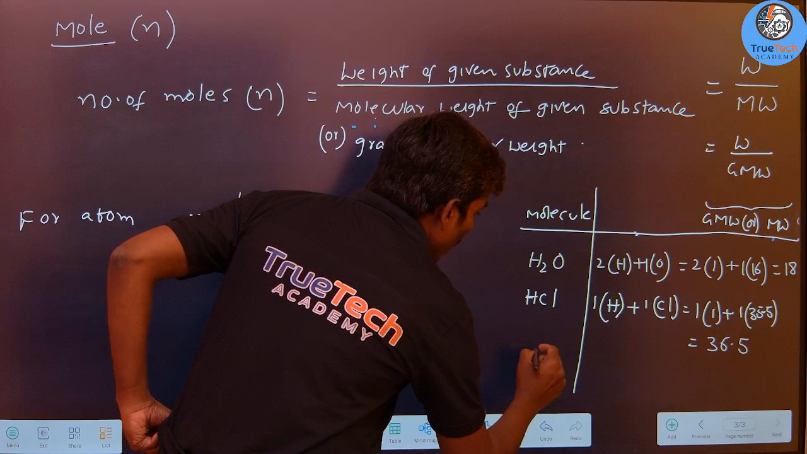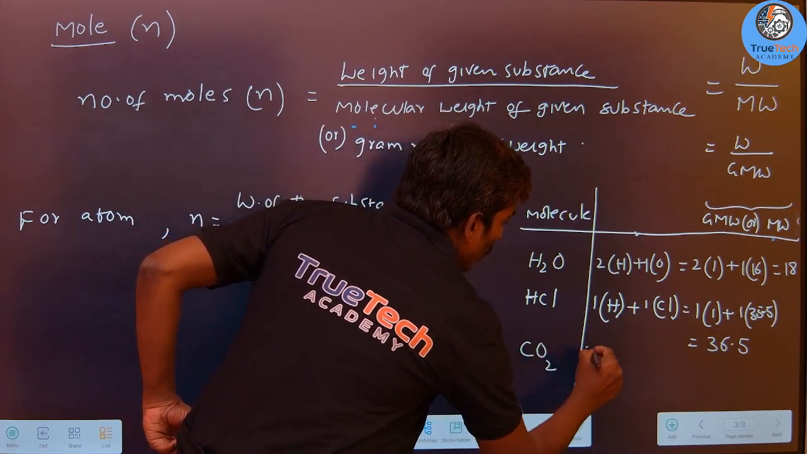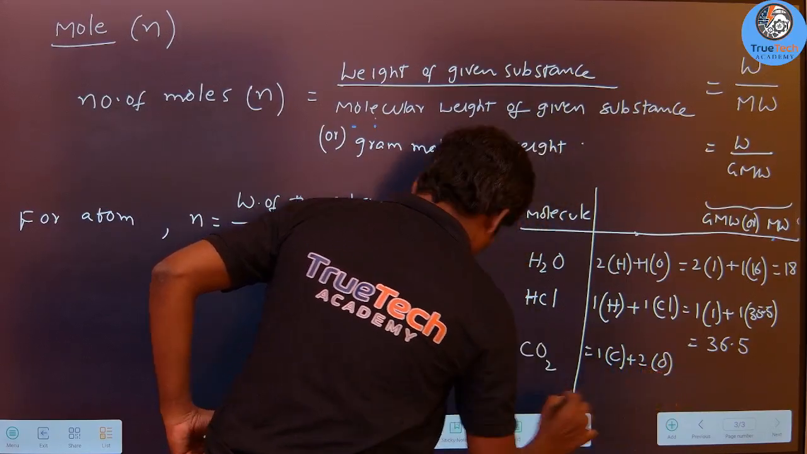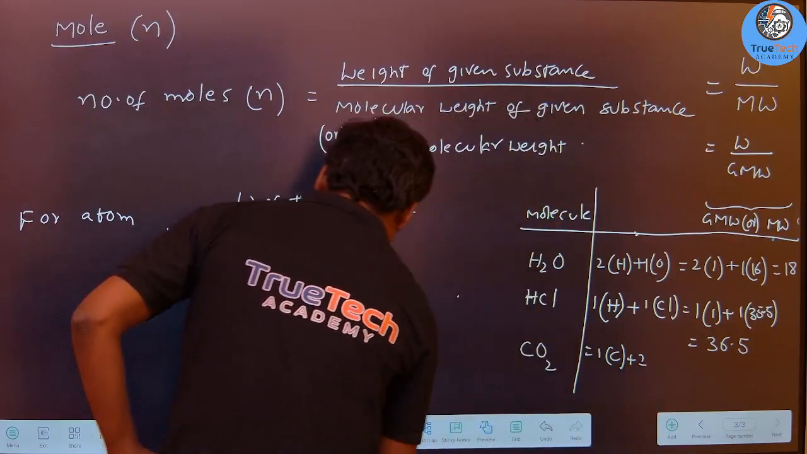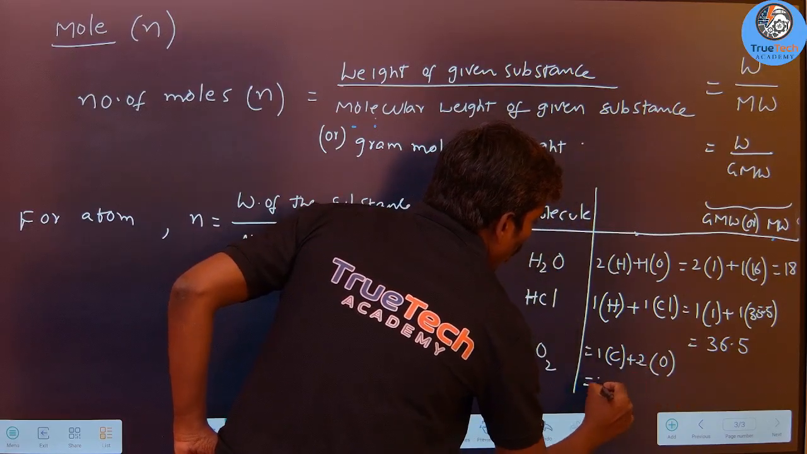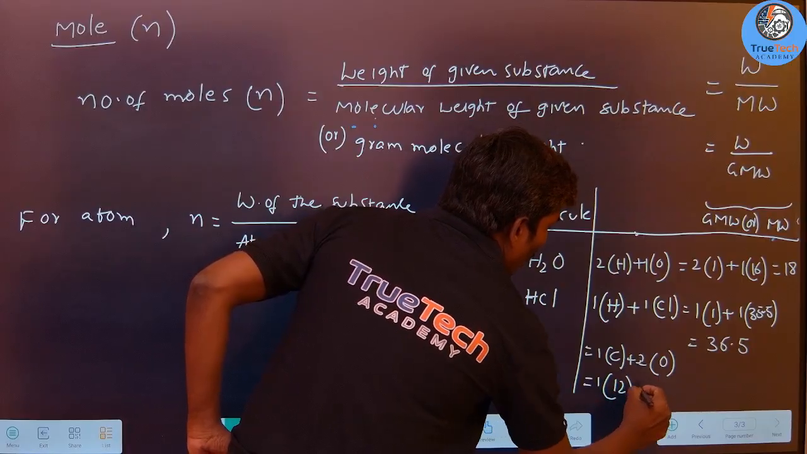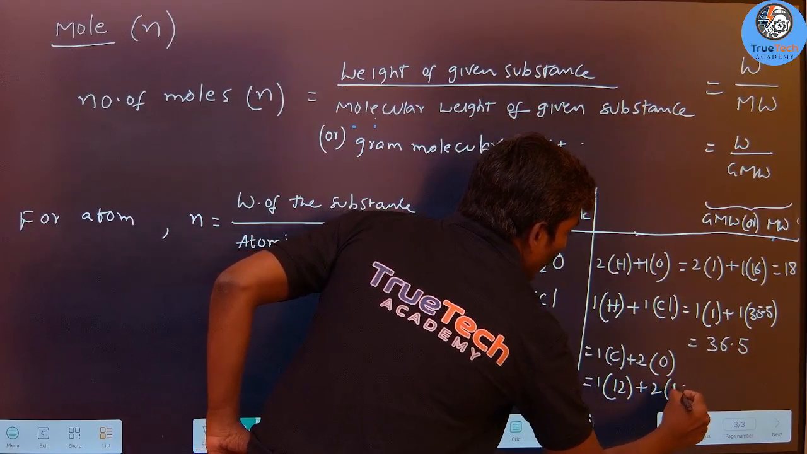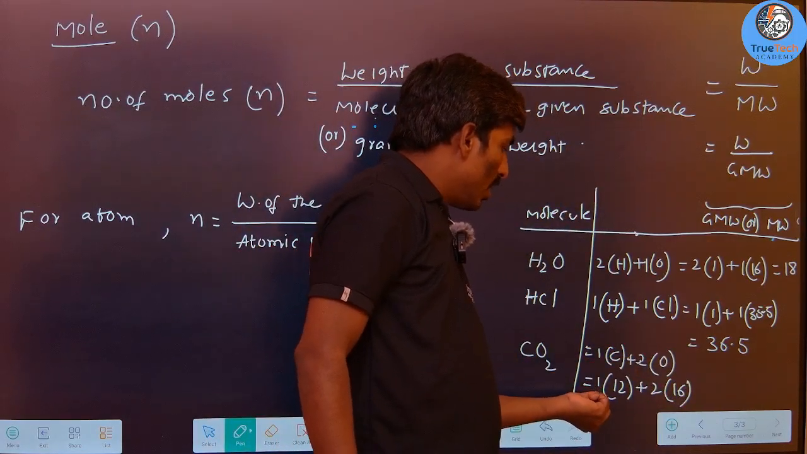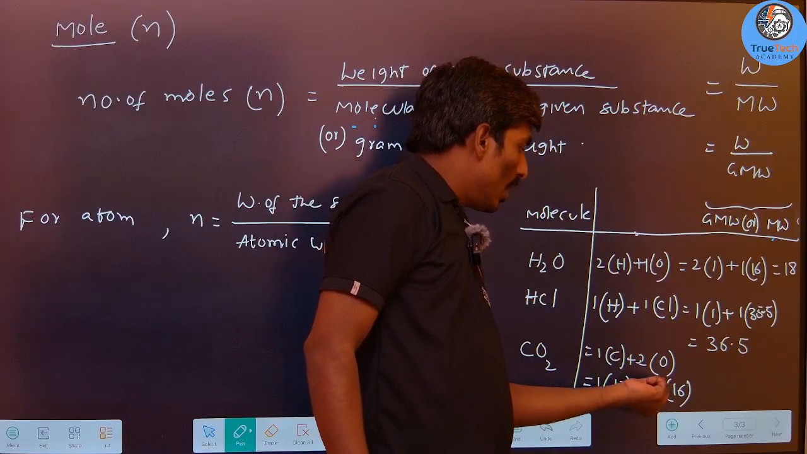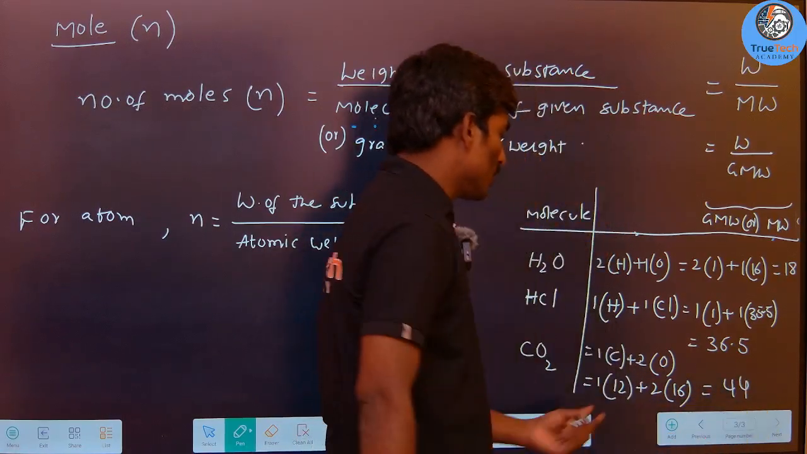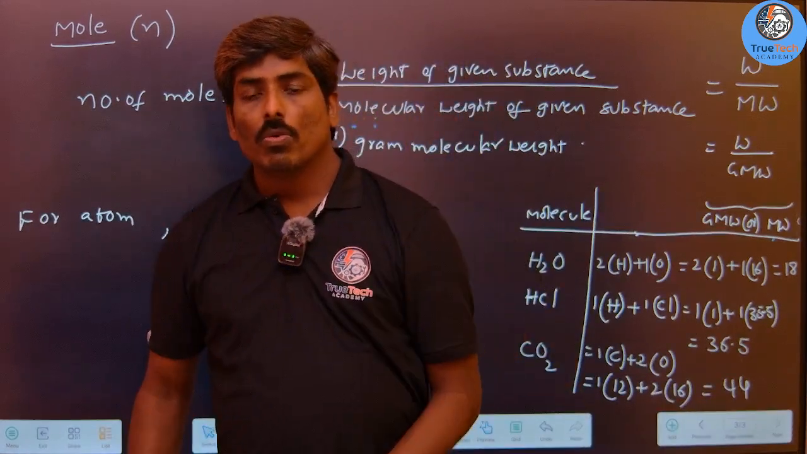Similarly, take carbon dioxide. We write 1 carbon plus 2 oxygens. The carbon atomic weight is 12, plus 2 into the oxygen atomic weight 16. So 32 plus 12, you get 44. This is how we calculate molecular weights.